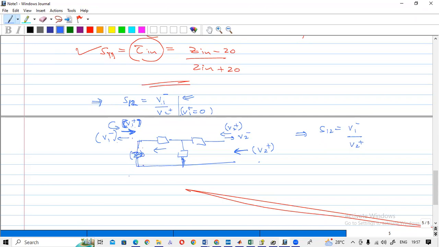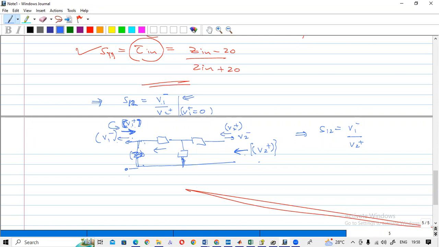node here, what is the output? This V1 minus is the output voltage. So this is the output voltage, V1 minus. You can find this using V2. Maybe you have to use the voltage dividing rule.